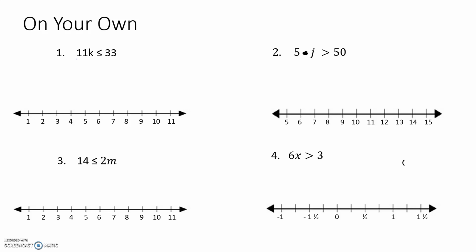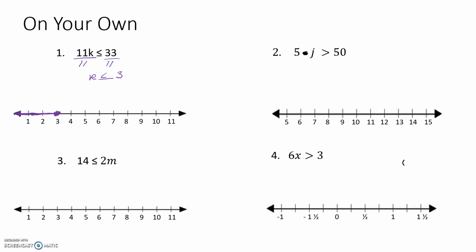I'm going to do the inverse operation, divide both sides by 11, and I get k is less than or equal to 3. So I'm going to find 3. I'm going to use a closed circle because k can be 3, and k is less than or equal to 3, so I'm going to shade to the left. Whatever k is, it's got to be 3 or less.